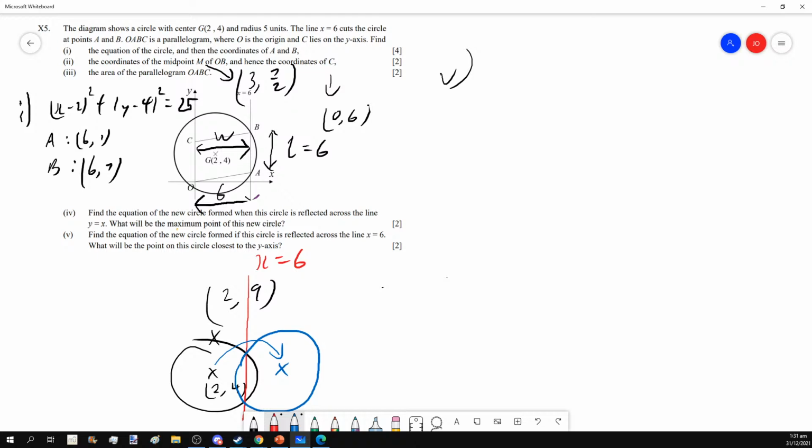We could actually use the x equals to 6 and the coordinates of the center of the circle to deduce that the distance here will be from x equals to 2, from the x coordinate, to x equals to 6. In other words, this distance will be 4. Therefore, this distance will be 4, and when I reflect, that distance will also be 4.